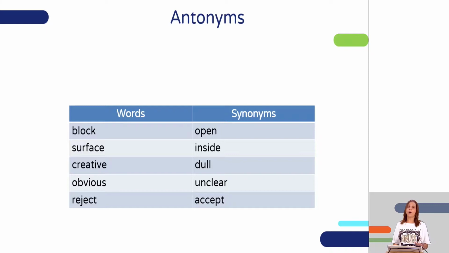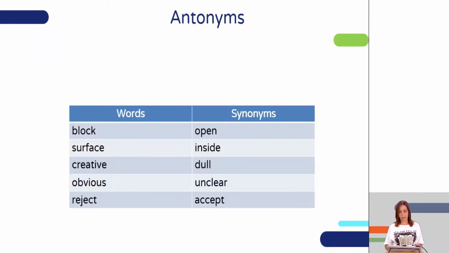Now, we are going to deal with the opposite thing, the antonyms, which are words that have the opposite meaning. We need the opposite meaning, or the antonym, for block, surface, creative, obvious, and reject. The words that you can match: open, inside, dull, unclear, and accept. Take a minute and then we'll do them together. Ready? Let's check.